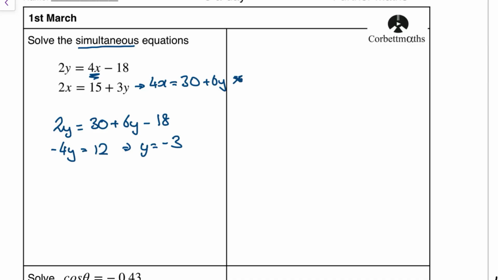Now, I have an equation over here for my x value. So I know that 4 times x is equal to 30, plus 6 times minus 3 is minus 18. So that equals 12, which means that x is equal to 3. So in summary, I've got x equals 3 and y equals minus 3. Not the hardest question to start the month off, but just a different twist on a simultaneous equation question.